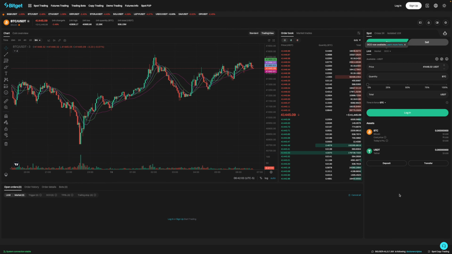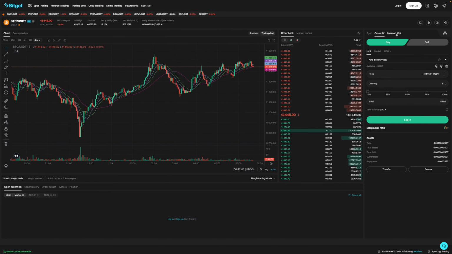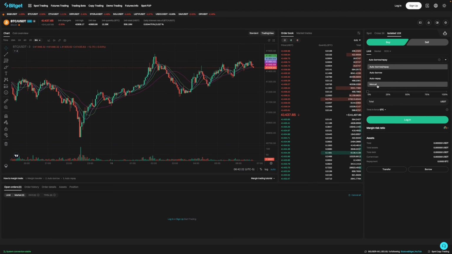So back on Bitget, if you go to the spot market and click on either cross or isolated, you can see that there's an option to automatically borrow and repay the coins. This makes the process much more seamless and less tedious. There's also an option to manually borrow and repay the coins if you wanted to do that as well.